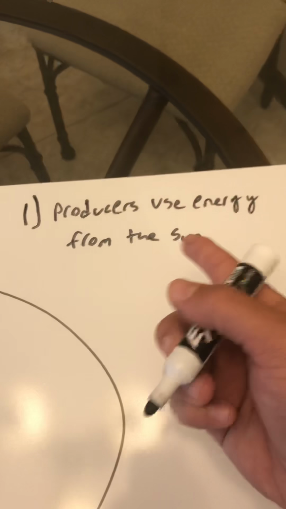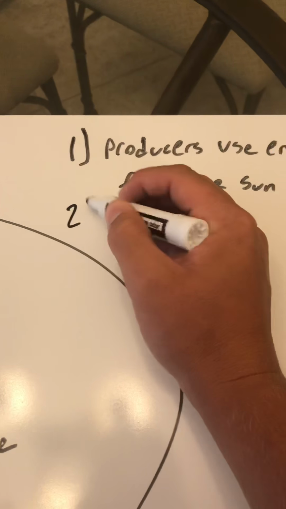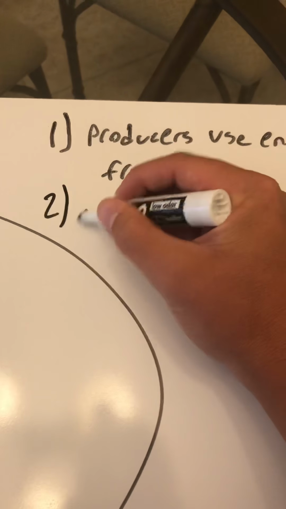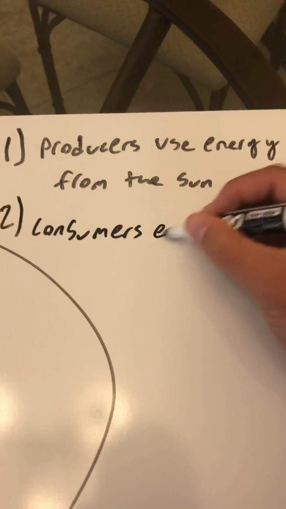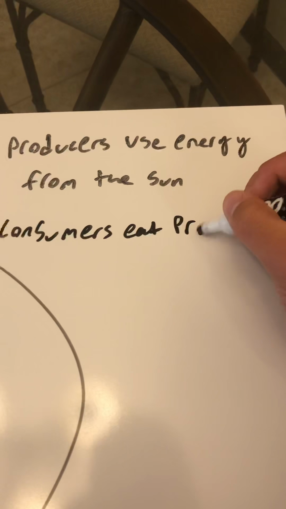So our first option: one, producers use energy. Two, consumers eat producers.